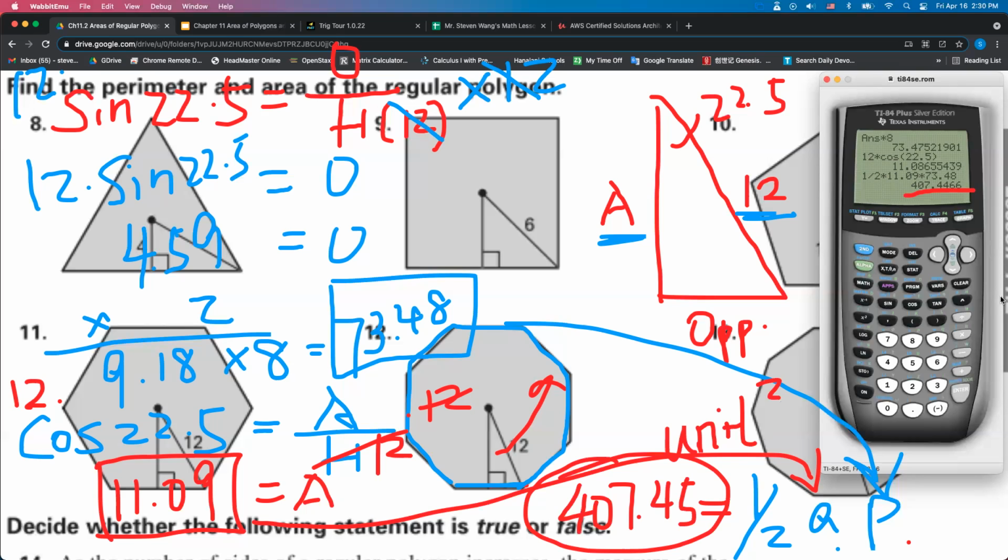This is how you solve any given regular polygon. All right, use this video as a reference. See if you can solve the rest of the homework.